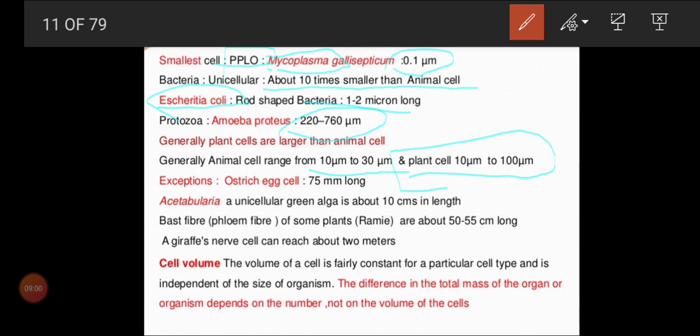So the ostrich egg cell is a single cell, but it is 75 millimeter long. Okay, and Acetabularia, it is a unicellular green algae. It is often very important for genetical studies. Acetabularia is a unicellular green algae meant for genetical studies, and it is 10 centimeter in length. Even though it is unicellular, its length is very high. So it is meant for so many genetical studies, 10 centimeter in length.